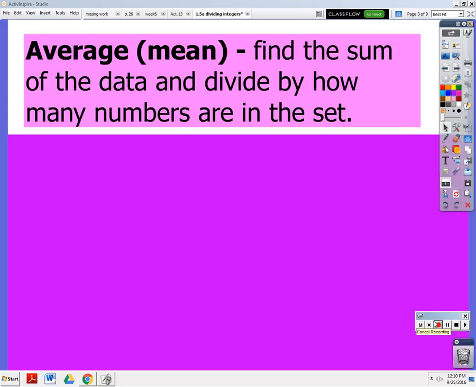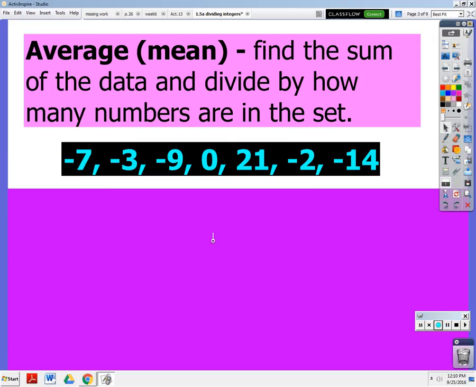Now that we've added integers and now that we've divided integers, we can start finding the average of data or the mean of data. So to find the average, you find the sum of the data. That means you add that all up and then divide by how many numbers are in that set. So here's an example. Let's pretend these are temperatures for a week in January, and we want to know what the average temperature was. So the first step is to add all those numbers up.